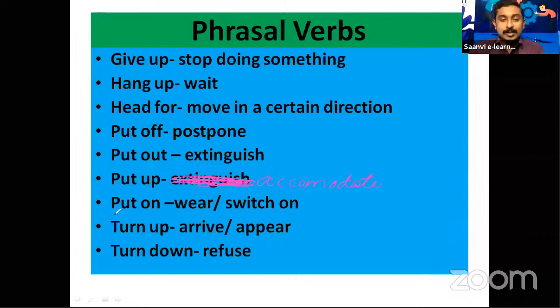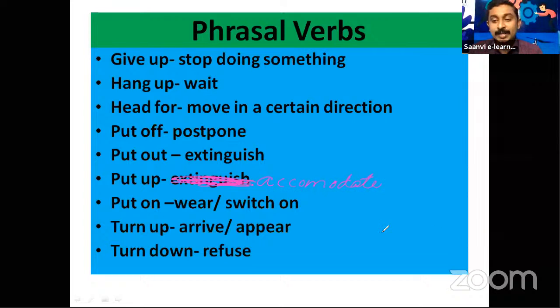Put on. Put on means wear, or we have one more meaning, switch on. Please put on the light, we say, or switch on the light. And another meaning is wear. Mahesh put on his new dress as it is his birthday. Turn up means arrive or appear.